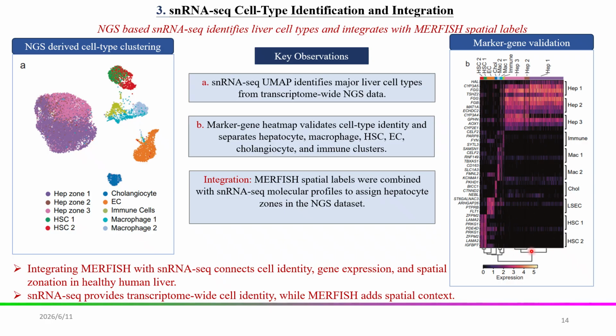The important integration step is that MERFISH spatial labels were combined with the single nucleus RNA sequencing molecular profile. MERFISH tells where the hepatocyte zones are located, while single nucleus RNA gives broader gene expression information. So the key message is that single nucleus RNA sequencing provides transcriptome-wide cell identity and MERFISH adds spatial context. Together they connect cell identity, gene expression, and liver zonation.